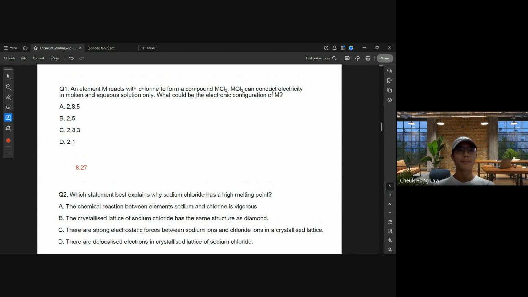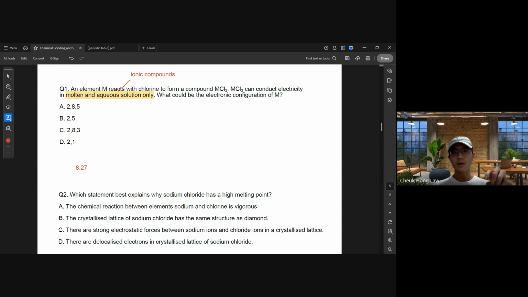Okay, question 1. An element M reacts with chlorine to form a compound MCl3. Okay, so MCl3 can conduct electricity in molten and aqueous solution only. So this automatically tells us that it is an ionic compound. Okay, ionic compound. Because only ionic compounds can conduct electricity in these two states only.